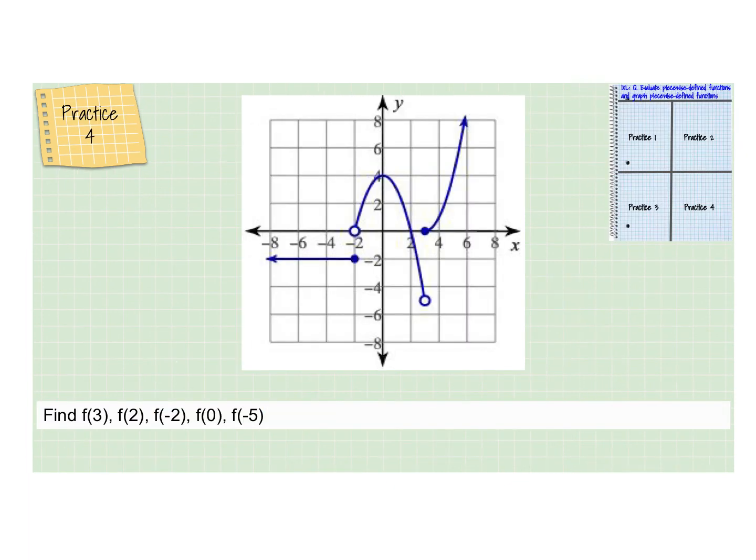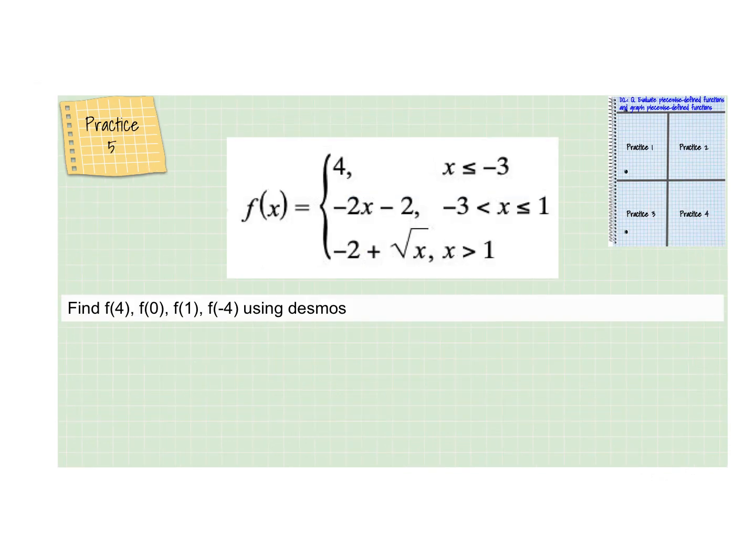So now I would like, ladies and gentlemen, to try this one. Again, if you need to pause the video, you're more than welcome to pause it and try it. And then for the next practice problem, I would like you to actually solve it. But the way you're going to solve it is I want you to try graphing this piecewise function using Desmos.